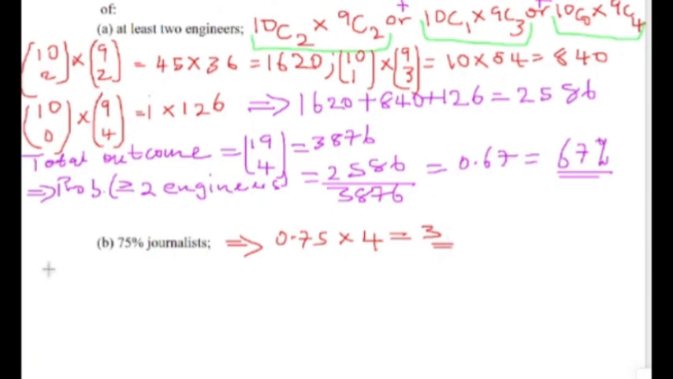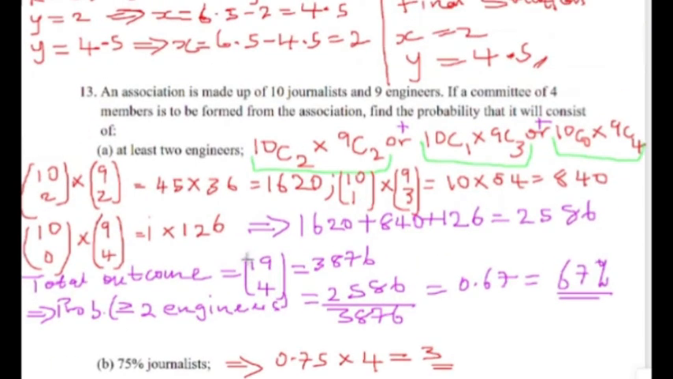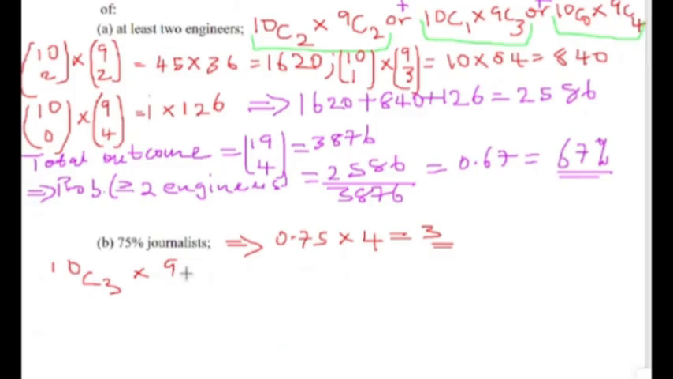Now it means that we are looking for 10 combination 3 times the engineers, which is 9 combination 1, divided by the total, which is 10 combination 4. I keep writing 10, it's 19, because the total number of engineers and journalists is 19. So that is 19 combination 4. We've already obtained that, 3876.